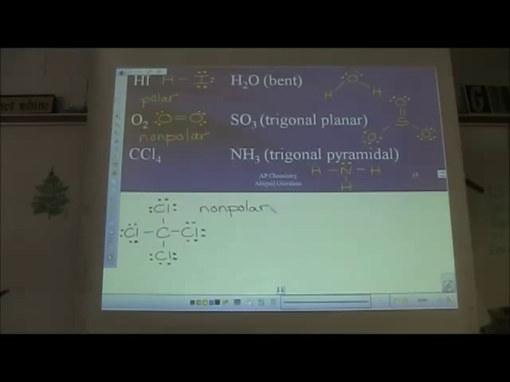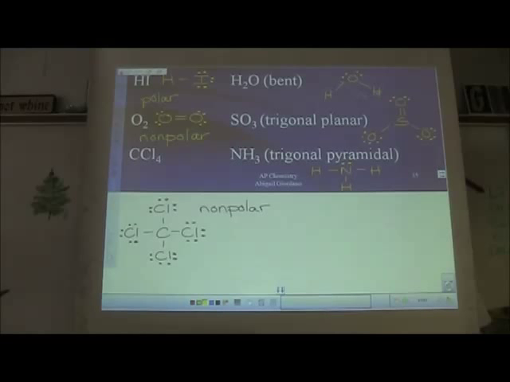Now, I didn't give you the shape of this one, but I thought most of you could probably figure it out. What is the shape? Tetrahedral. Okay. Give me the AP Chem lingo. This has a different explanation than HI and O2. All right, Chris, give it a try. Very good. Excellent.